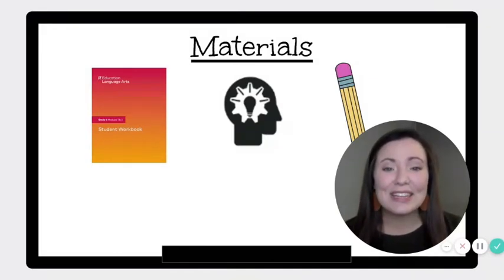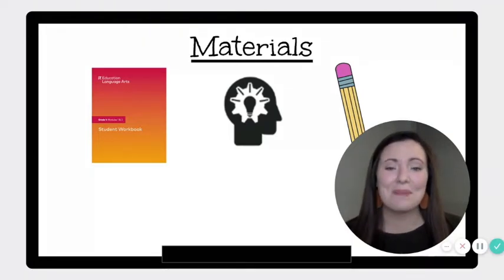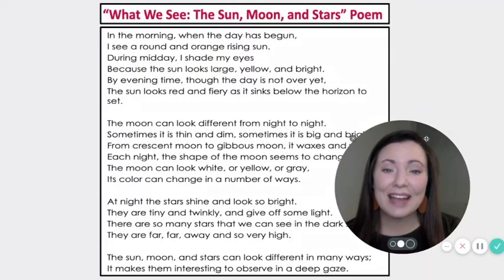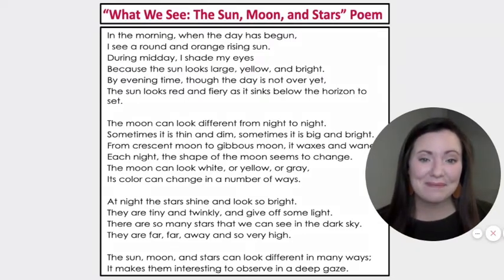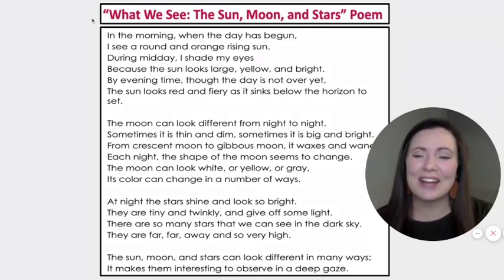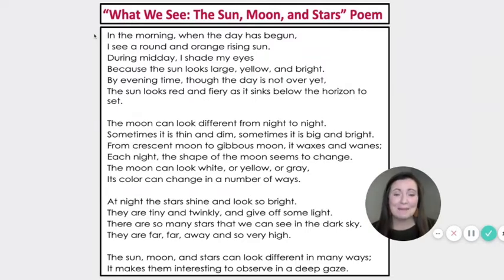We're going to get started this morning by reading a poem since we have been working on poetry. As we read our poem, I'd like to invite you to move your body to mimic what we're reading. Let's get started by reading the title together. What We See, the Sun, Moon, and Stars poem. You can follow my mouse to see what line we're on.